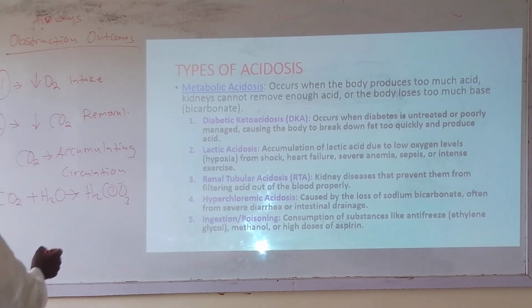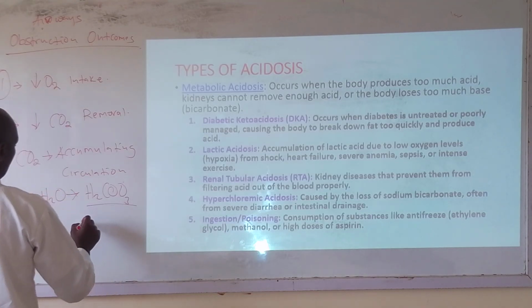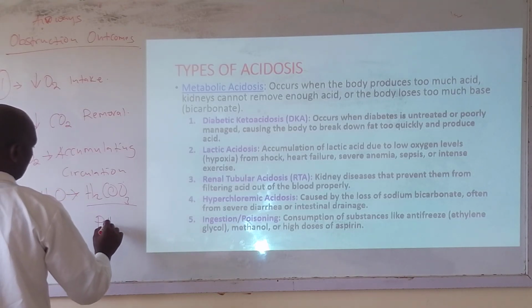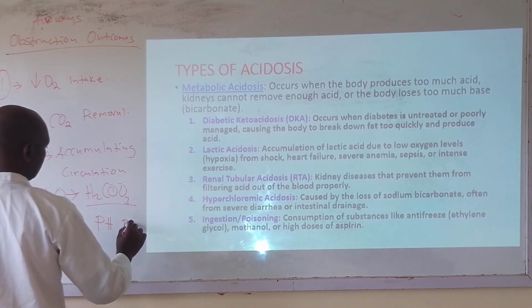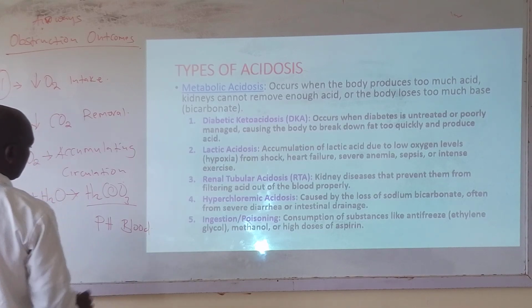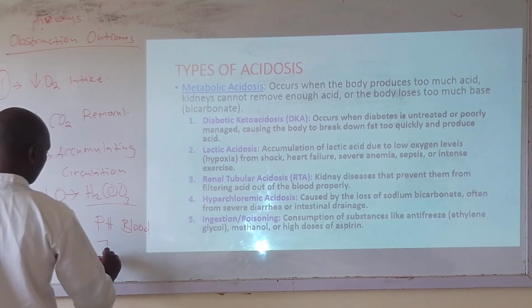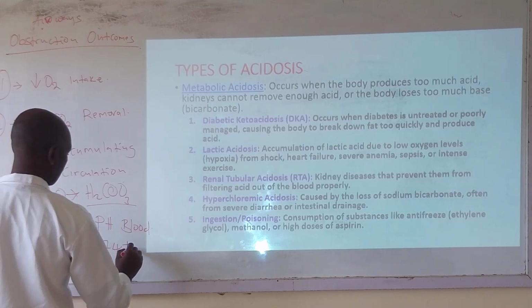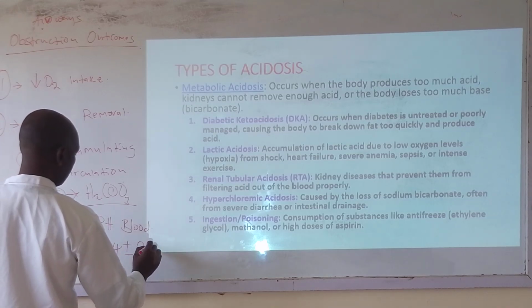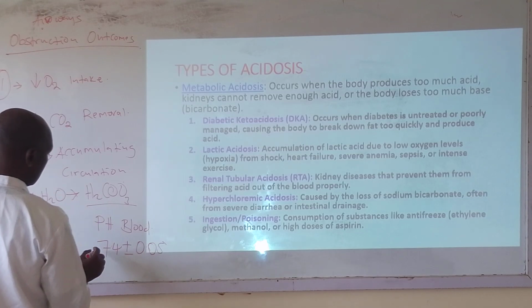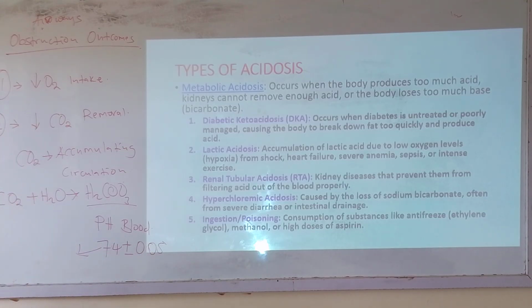And it is this acid that will now change the pH of blood from the normal range, which is 7.4 plus or minus 0.05, to less than that. So your blood will become acidic. And what are the effects of the body becoming acidic?